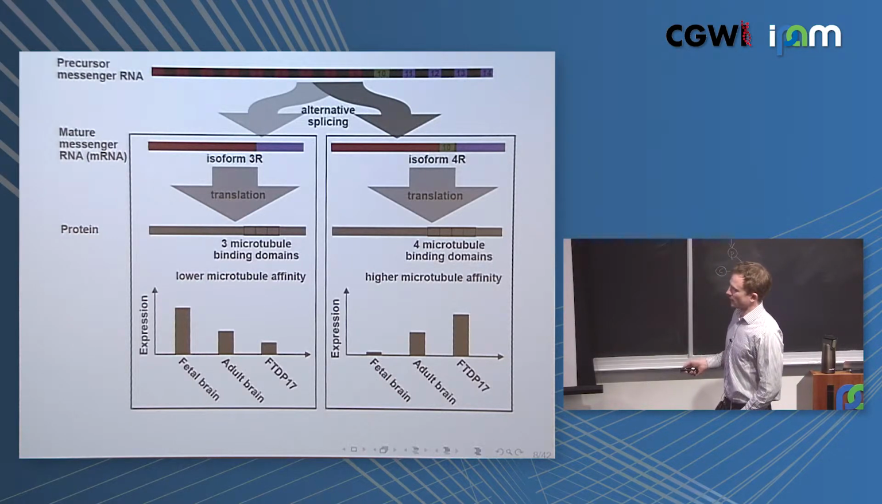What's also interesting is that in various neurodegenerative diseases, including in particular frontotemporal dementia with Parkinsonism, you see an imbalance of these 2 isoforms. In particular, here you actually see an increase of the 4R expression, but there are also diseases where this goes the other way, including Alzheimer's.